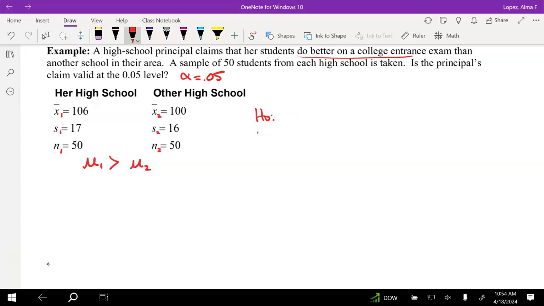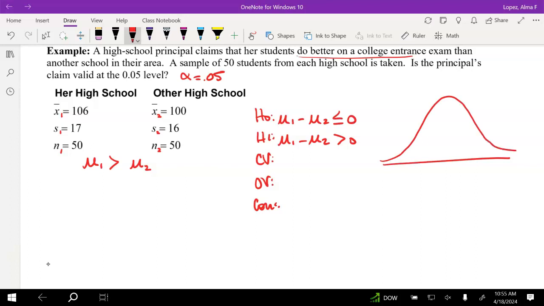We're going to need a null hypothesis, an alternative, a critical value, an obtained value, and a conclusion. The claim being made is actually building my alternative. mu1 minus mu2 will be greater than 0, which means that my null will be that mu1 minus mu2 is less than or equal to 0. Now, I know that the only one we've looked at right now is a z-test, but you would also know that it is a z-test because both n's happen to be greater than or equal to 30. This one is an upper tail test.